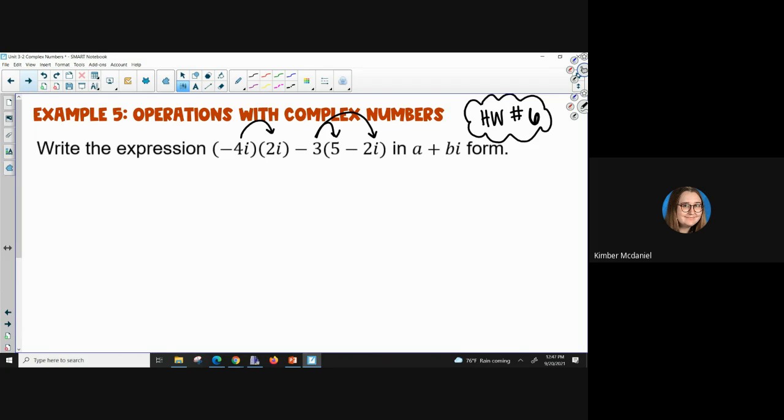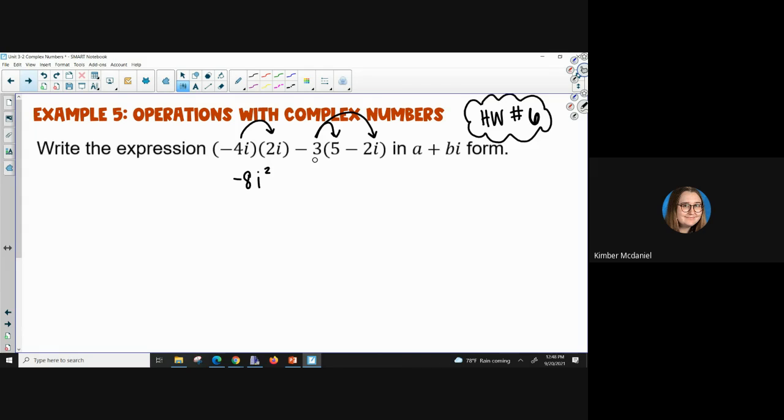So, building off of what we've talked about, Elizabeth Fuentes, tell me, what is negative 4i times 2i? So what's negative 4 times 2? And what's i times i? i to the second, good. So negative 4i times 2i gives us negative 8i to the second, okay?